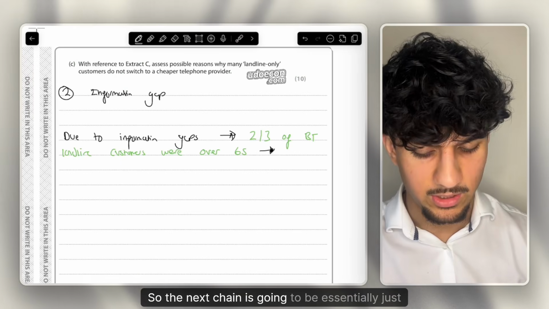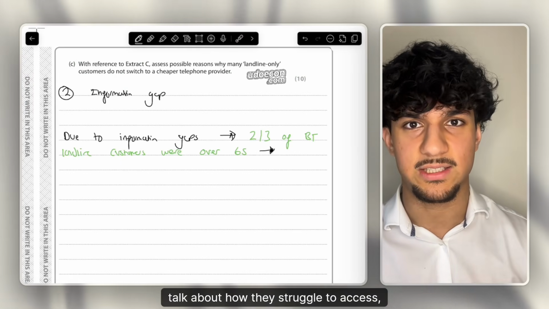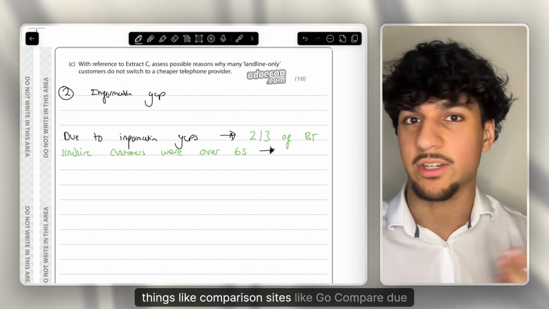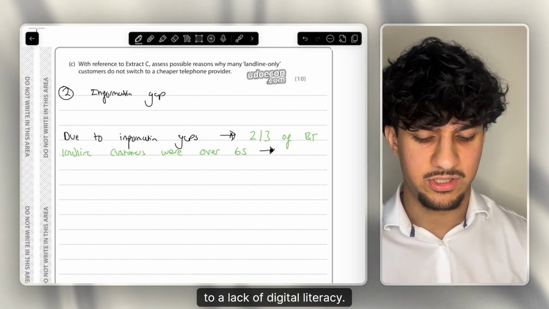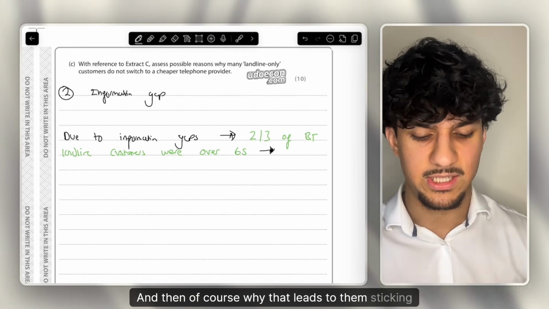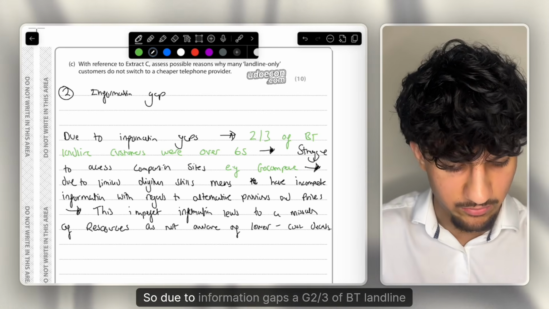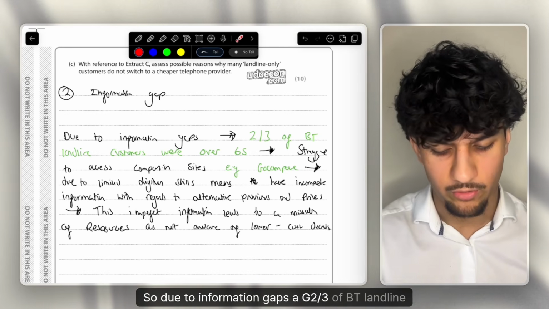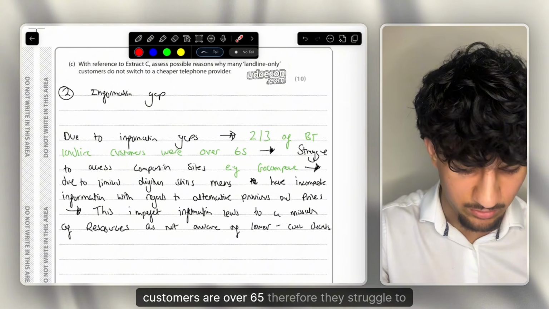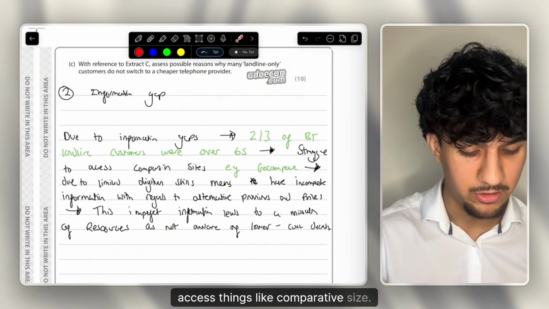So the next chain is going to be essentially just talk about how they struggle to access things like comparison sites like Go Compare due to a lack of digital literacy, and then of course why that leads to them sticking to the same deal. So I've just written that out just to help explain it. Due to information gaps, AG, 2/3 of BT landline customers are over 65. Therefore, they struggle to access things like comparison sites.